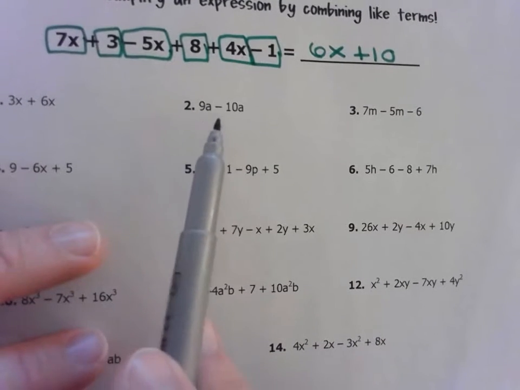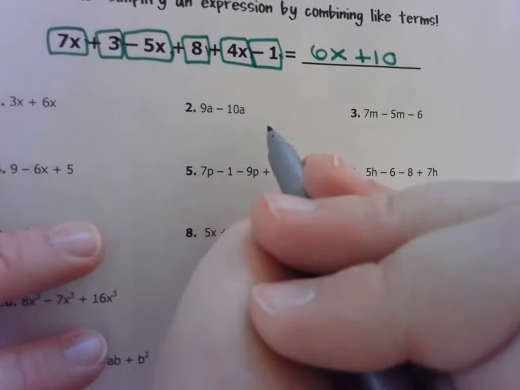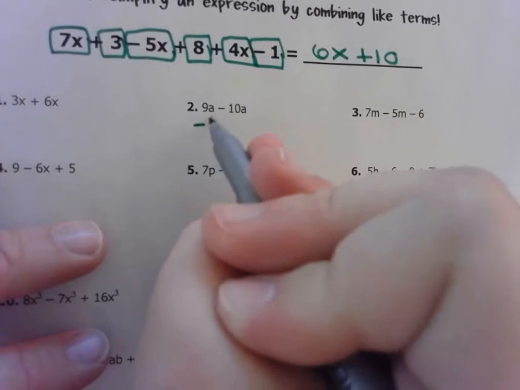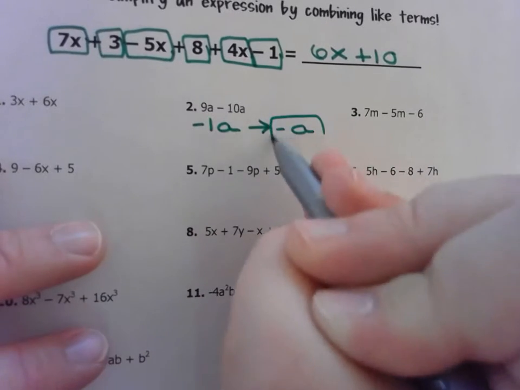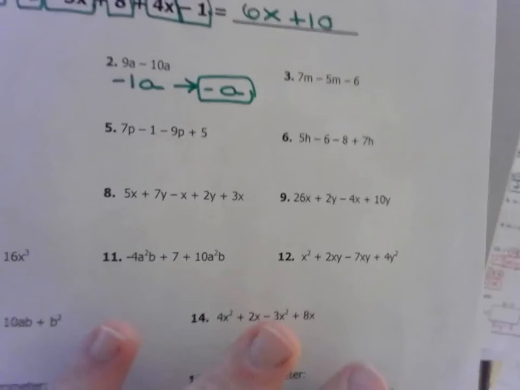Number 2, 9a minus 10a. They both are like terms because they both have an a. So you subtract the coefficients. What's 9 minus 10? Negative 1a. We don't really put a 1 in front, so that's just negative a. So if there's no number in front, if there's no coefficient in front of a, we assume it is a 1.